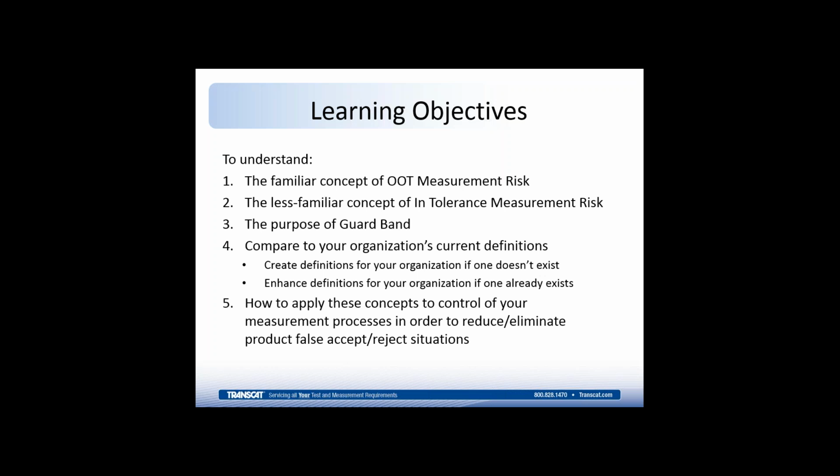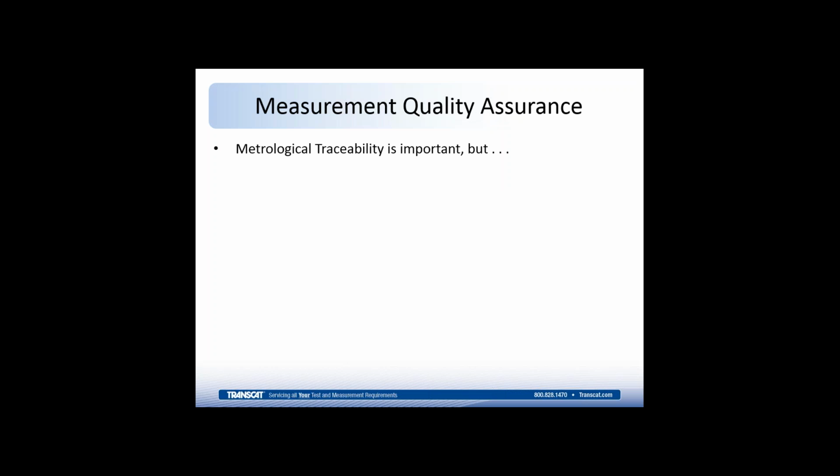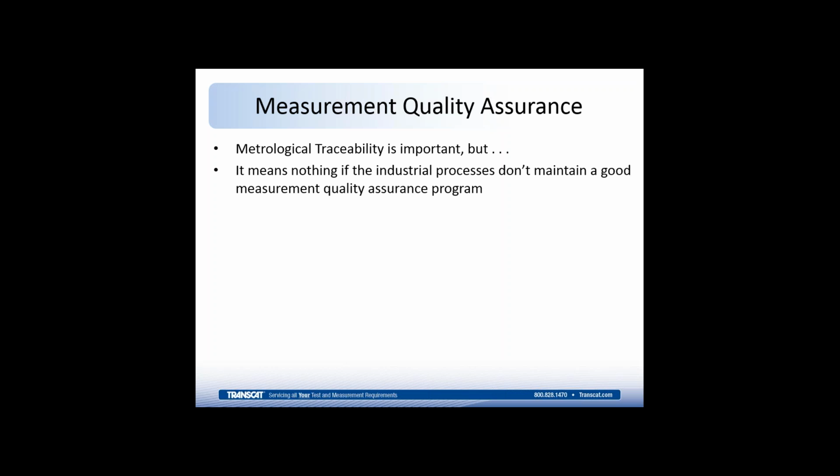So we're going to get into those concepts and then how to apply those concepts to controlling measurement processes in order to reduce the whole product false accept or reject situations based on measurements with instrumentation. So from a measurement quality assurance perspective, trying to make sure that measurements are good and you don't have false accept, the traceability of the measurement is important. But it doesn't mean anything if the industrial process doesn't maintain a good measurement quality assurance program. There are many steps in doing that, aside from calibration of the instrumentation.